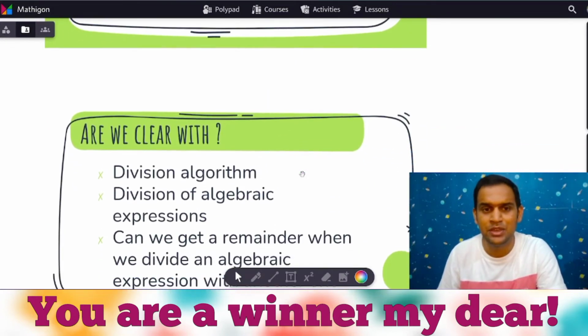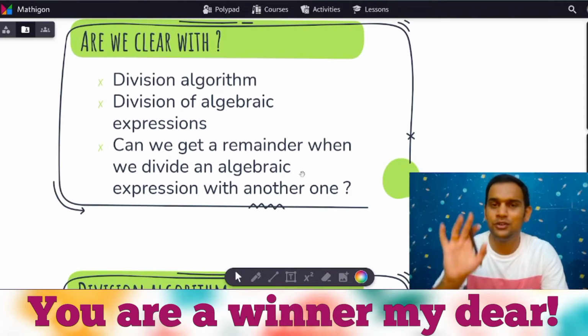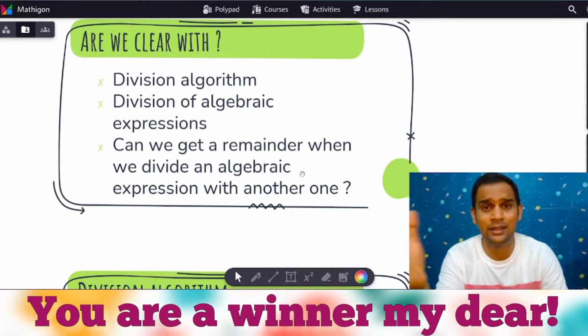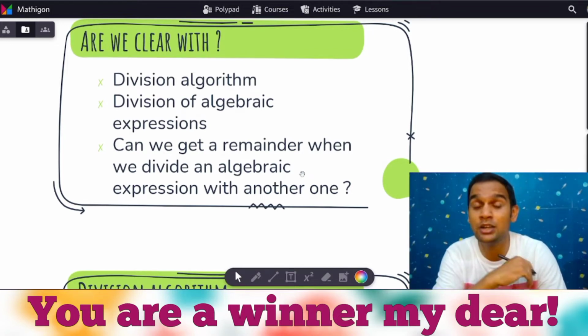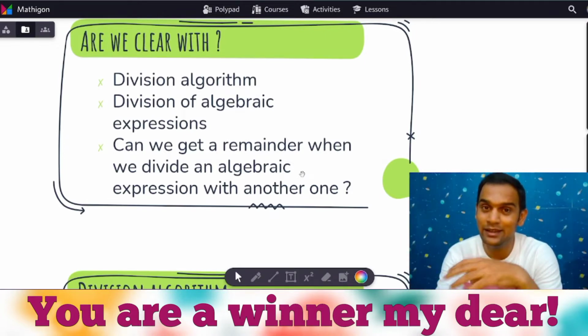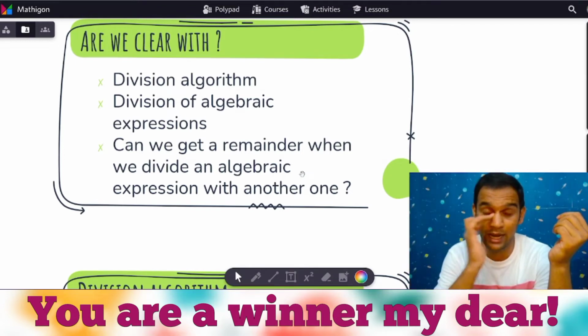Let's begin. What do we need to understand this remainder theorem? First is the division algorithm. I hope you are very much clear with that: dividend is equal to divisor times quotient plus remainder. If you have a little doubt, we will clarify that before we move forward. Then division of algebraic expressions. I hope you are thorough with that. We have different algebraic expressions and we try to divide them. This was a concept in class 8. I hope you are clear with that.